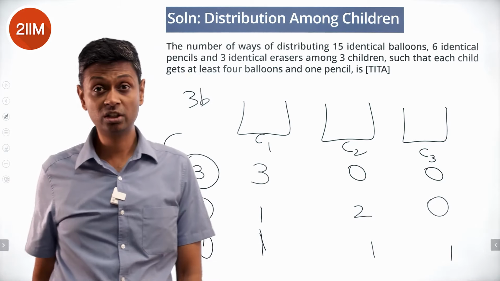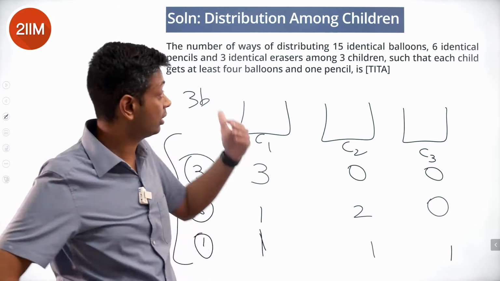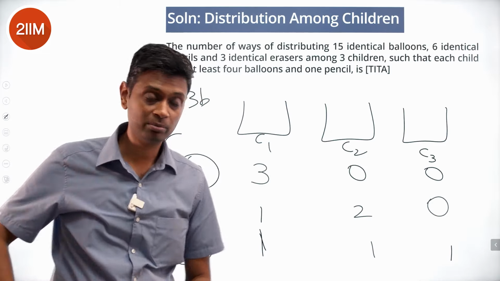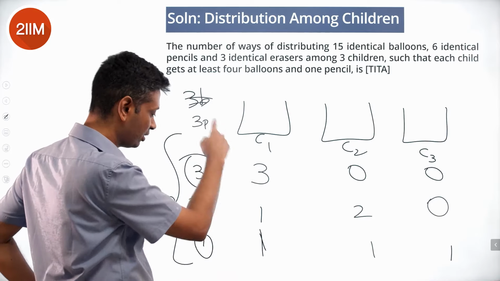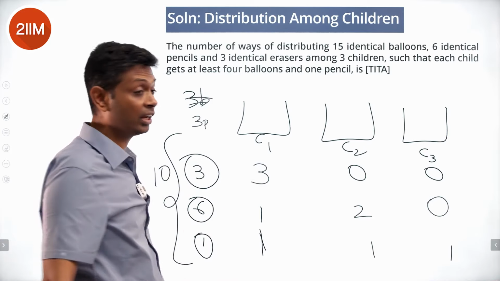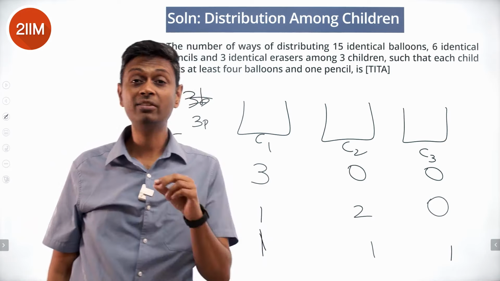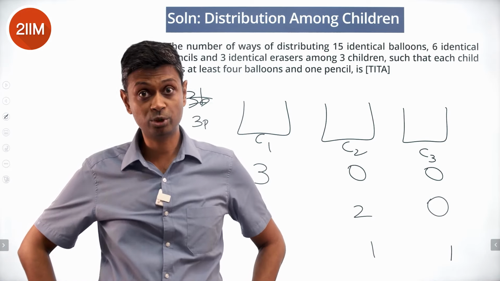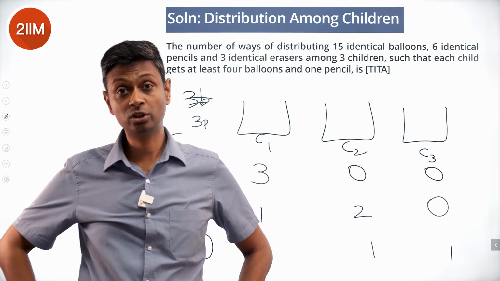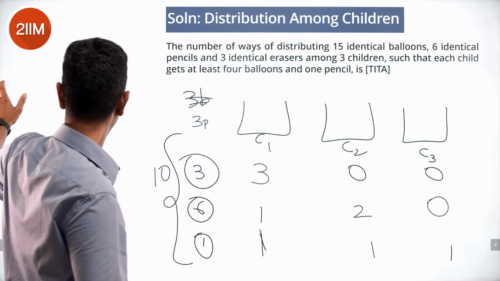We still haven't touched our erasers and our pencils. But hey, that becomes simpler because we put three pencils. That can be done in the same 10 ways. Three erasers, same 10 ways. 10 ways of distributing balloons, 10 ways of distributing pencils, 10 ways of distributing erasers, 10 into 10 into 10, 1000 totally. That's the answer we're looking for.